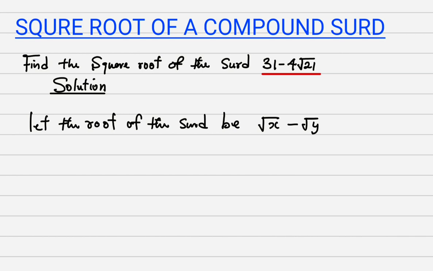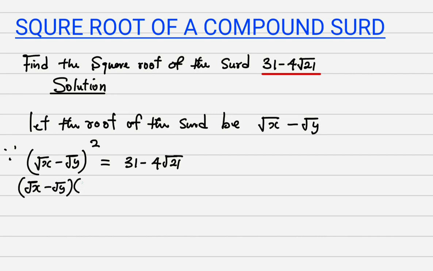Now, if root of x minus root of y is the root of the surd, it therefore means that the square of this root must be equal to 31 minus 4 root 21. If we say so, then we can now start expanding. Now, we are going to have root of x minus root of y into root of x minus root of y is equal to 31 minus 4 root 21.